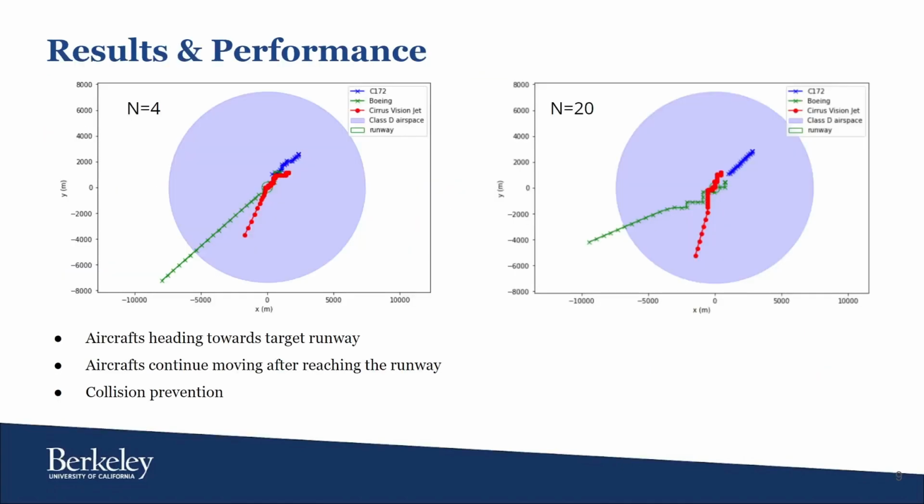And here are some of the results that we have run. The figure on the left shows the result when we set N equals to 4, and the figure on the right shows the results when we set N equals to 20. Judging from the 2 figures, the simulated aircrafts were able to start heading to the runway from their initial position. The MPC seems to be working as intended.